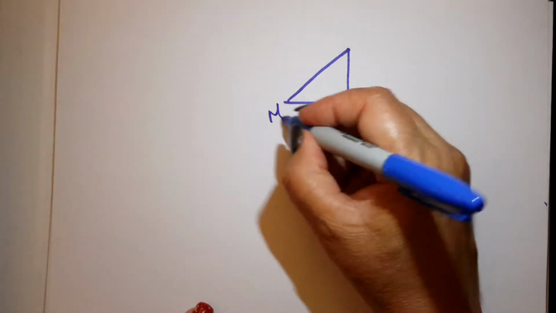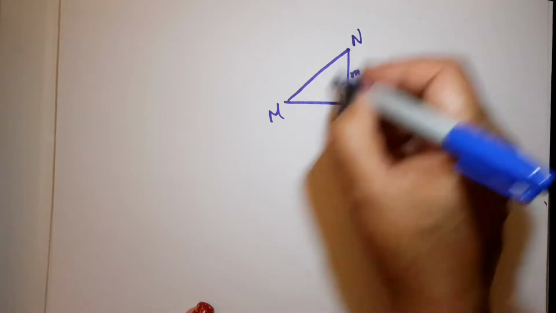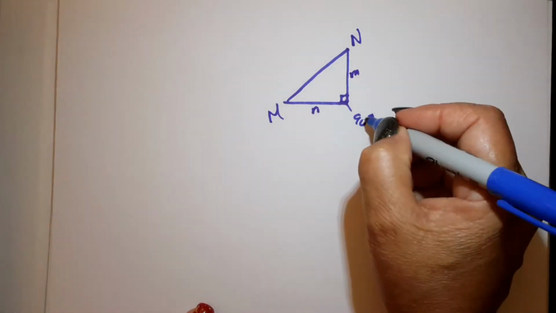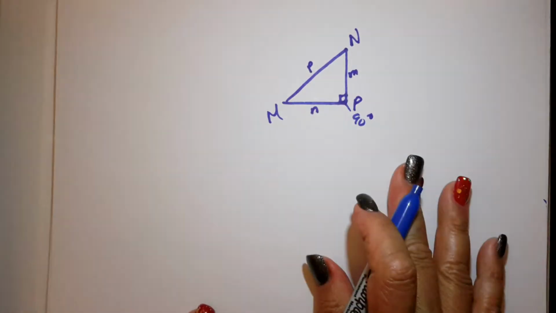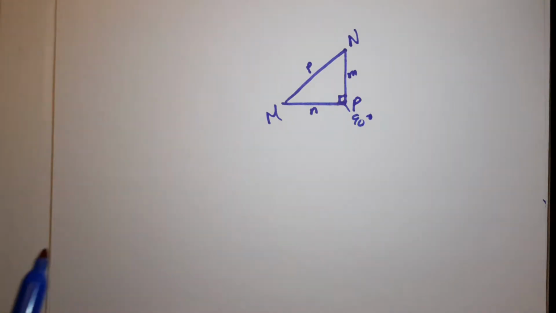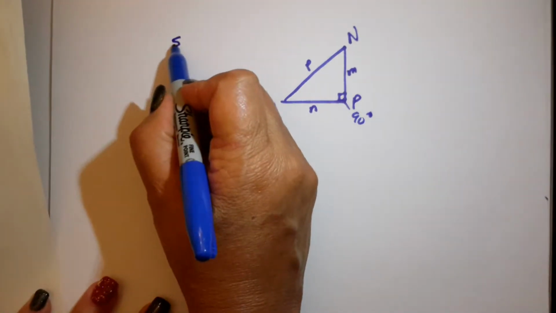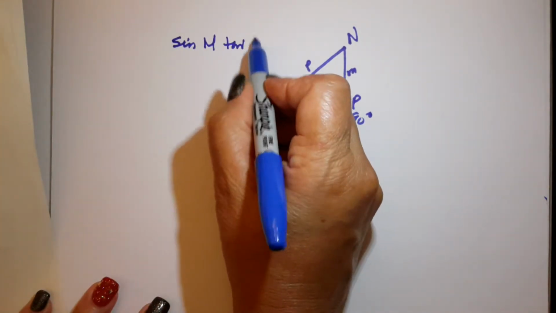And then this is M and this is little m, the opposite side. This is N and this is little n here, the opposite side of the angle N. And this is angle P. So this is little p right here. So now the first problem that you have to do is that they want you to find what is sine of M times tangent of N.